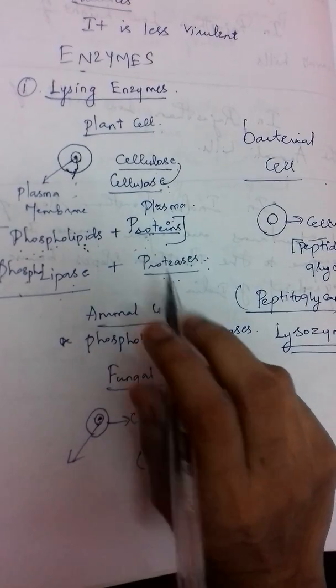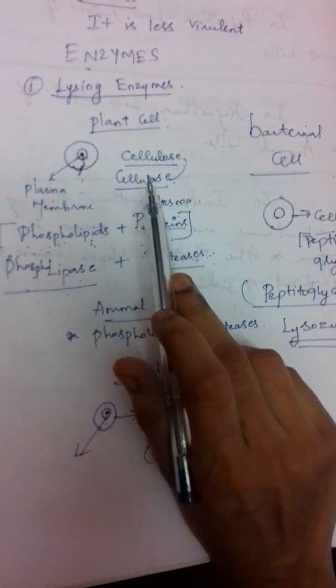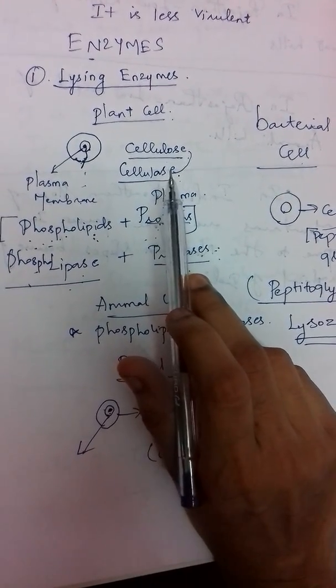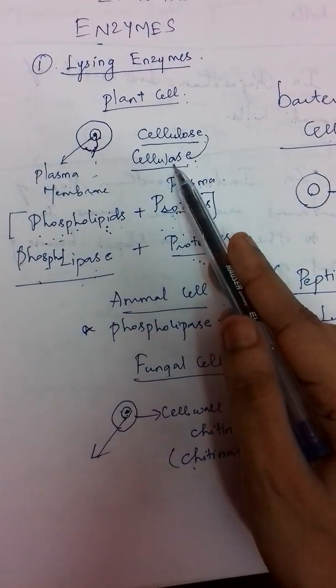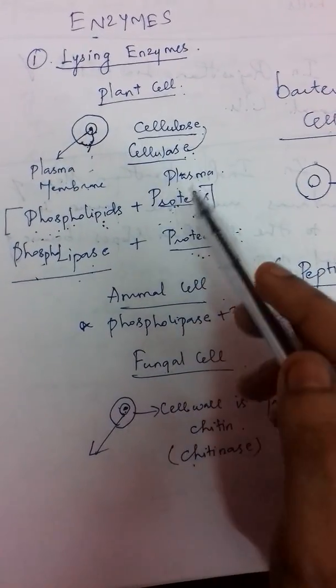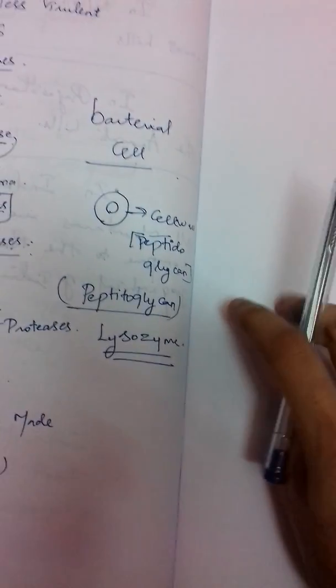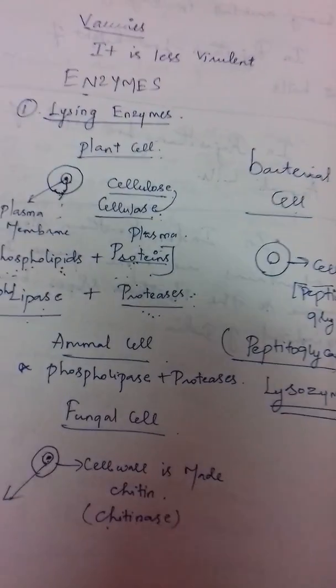Why animal cell? We can't eat the plant because we don't have the cellulase enzyme to digest it. This is a small piece of information I told you. And the second type of enzymes I will tell in the second video.